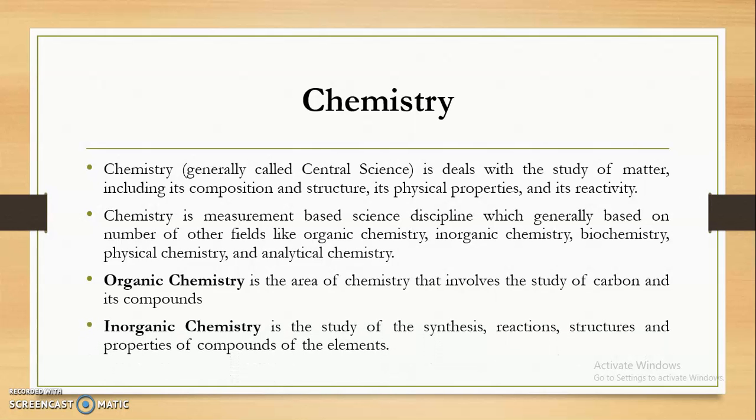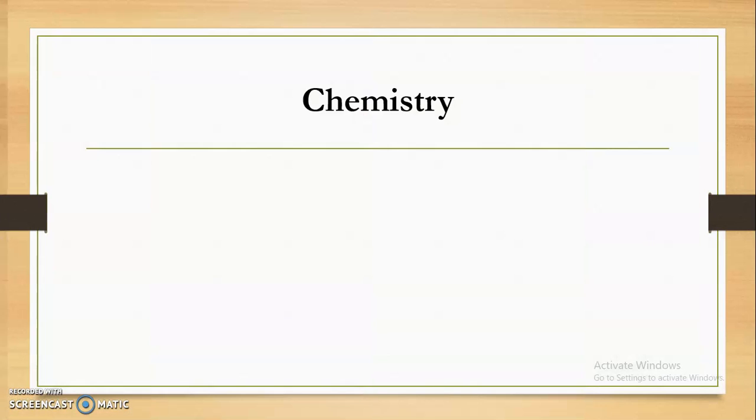Then the second branch of chemistry is inorganic chemistry. We will be studying in pharmacy both organic chemistry and inorganic chemistry related to pharmaceutical substances. Now inorganic chemistry is a branch which studies the synthesis, reactions, structures and properties of compounds of elements like sodium, chlorine, potassium, calcium. All these are known as inorganic elements. So the study of such compounds is known as inorganic chemistry.